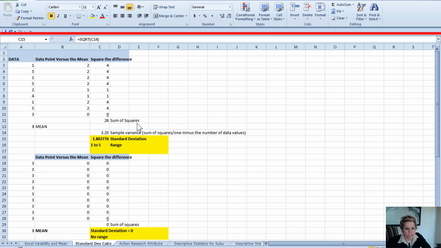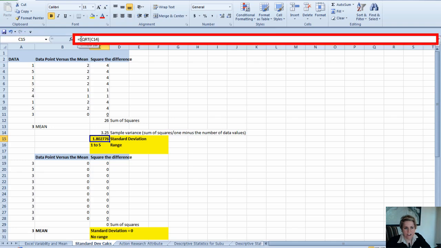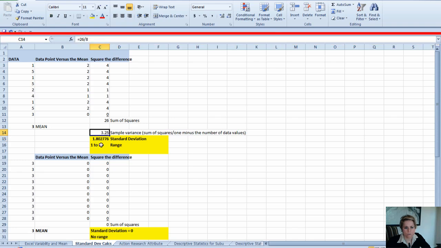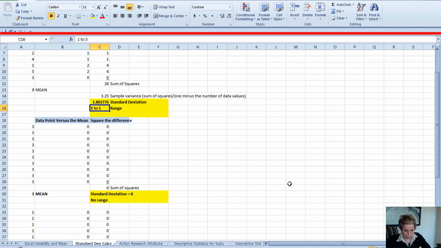Okay, so you would take the square root of the sample variance to give you your standard deviation, equals SQRT, and then the cell number, C14, in parentheses. And you'll notice that the range is 1 to 5, 1 all the way up to 5 as a high point. So then let me help you with one other one.